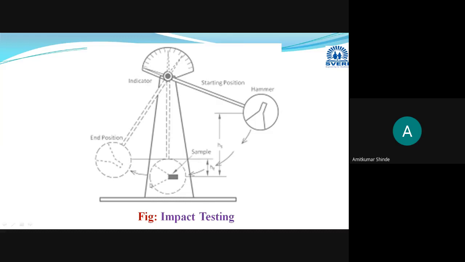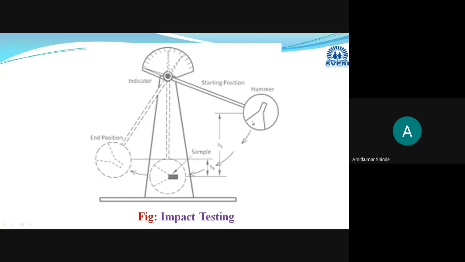This will be the base. Here the anvil will be present. On that anvil, we are going to fix our test specimen. One hammer will be there. The hammer, in some books, is mentioned as a crosshead also. Hammer, crosshead, or a pendulum will be there. This will be helpful for creating the impact on the specimen. And then at the top, one indicator will be there. On this indicator, we can measure the starting position and end position of that pendulum or the hammer.